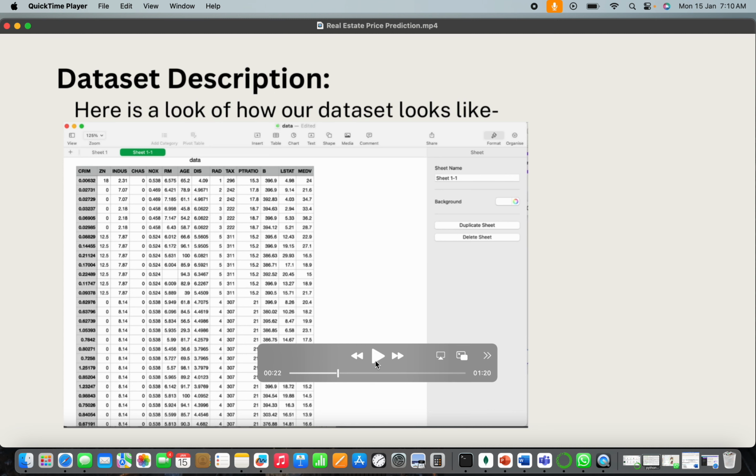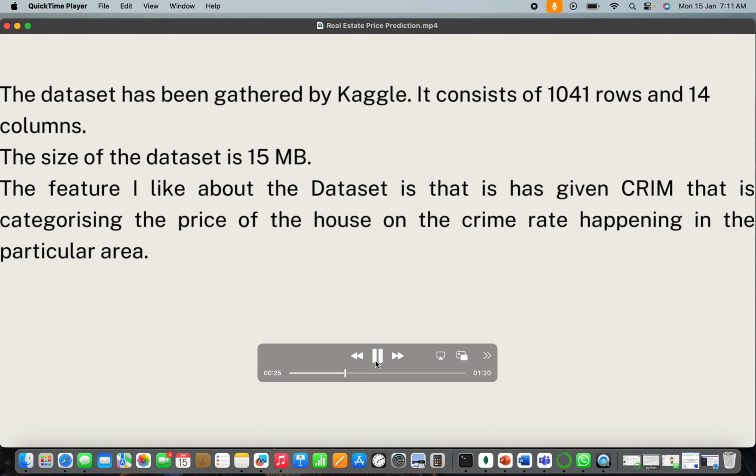So here is a look at our dataset. Our dataset has been gathered from Kaggle. It consists of 1041 rows and 14 columns. The size of the dataset is 15 MB. The feature I like about the dataset is that it has CRIM, which categorizes the price of the house based on the crime rate in that particular area.